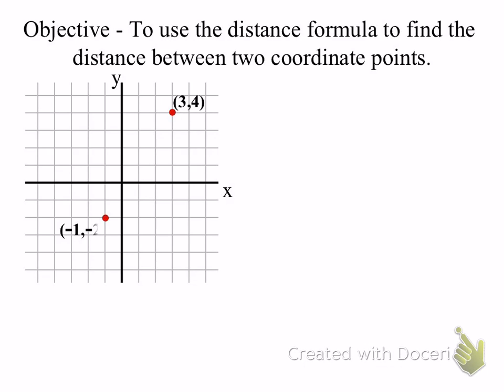Okay, the distance formula. We have a couple different ways we can do this. We can find the distance of that line if I create a triangle, right? I can find the distance of any line by creating a right angle. Count this: 1, 2, 3, 4, 5, 6. Count this: 1, 2, 3, 4. And use our Pythagorean theorem. So 6 squared plus 4 squared equals D squared.